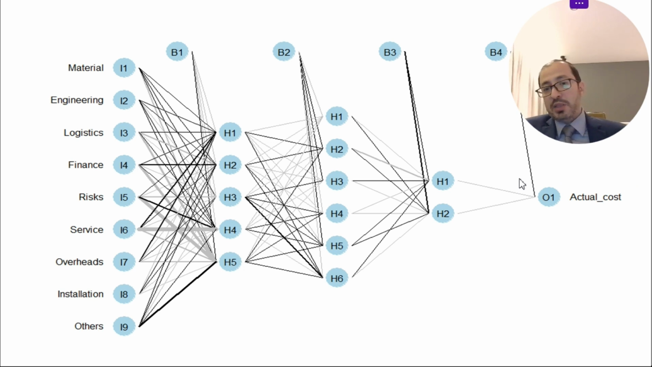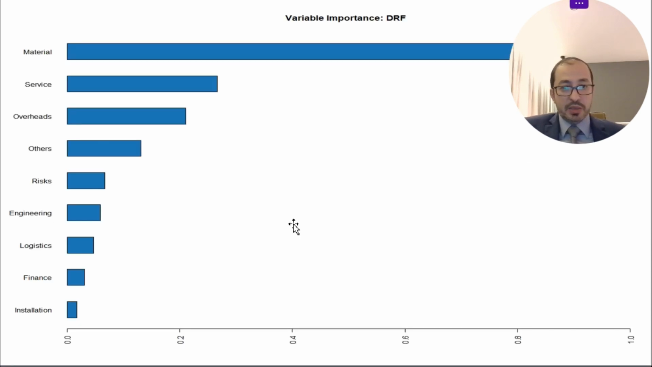I need to mention that we need to balance between being too complex or being overfit and being too simple or being underfit. Here is also one good point about using machine learning. Machine learning can identify the importance of each variable, which one exactly contributes much into forecasting the actual cost. As we can see here, material is very important in forecasting, comes after that services, overheads, and come at the end, finance and installation.